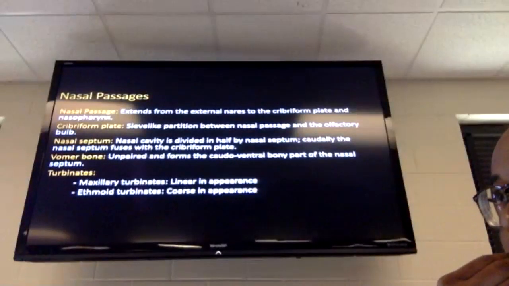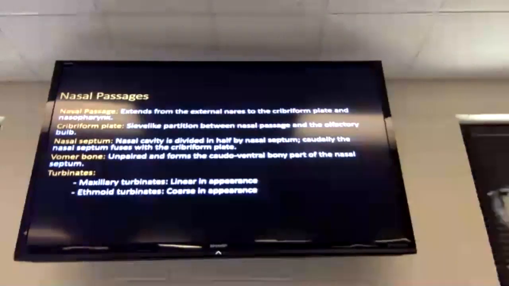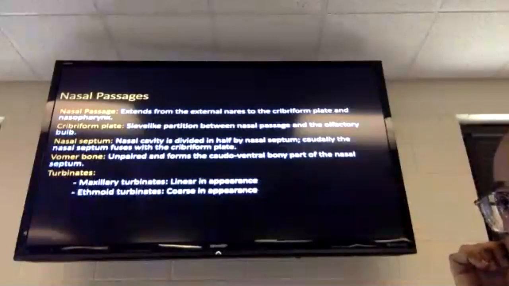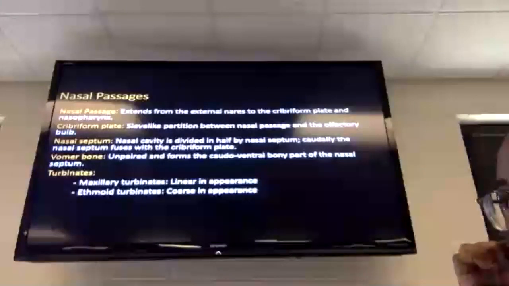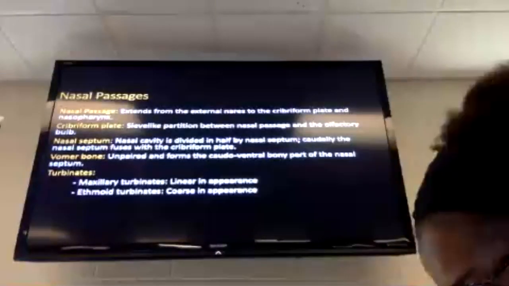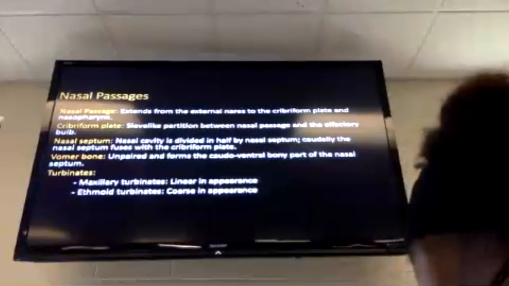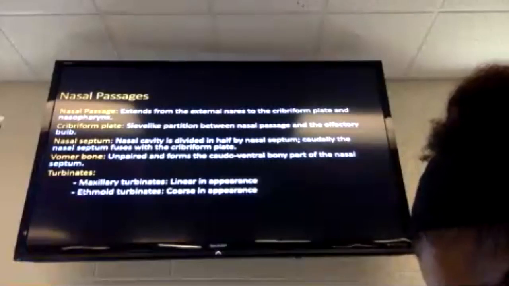cribriform plate, and then the cribriform plate basically joins with the vomer bone. The cribriform plate is sieve-like, between the nasal passages and the cranial cavity. Why this is important is because if there is any infection or neoplasia in the nasal cavity, you want to know if it is extending into the cranial cavity or not. The best way to evaluate that radiographically is to look at the cribriform plate. If it is intact, it is less likely that there is a lesion in the cranial cavity. Make sense? Okay.